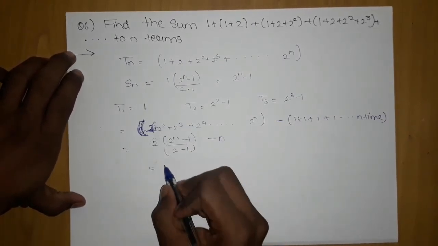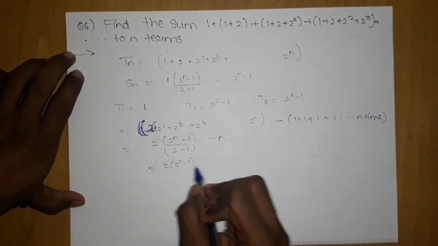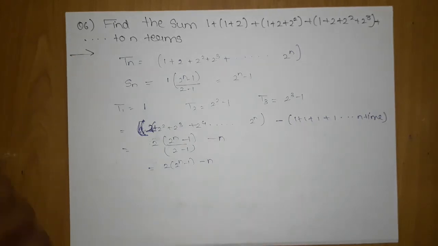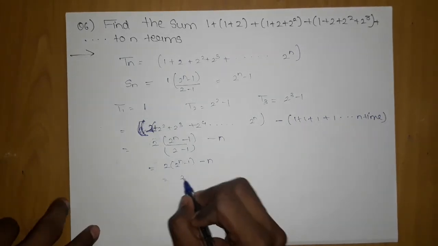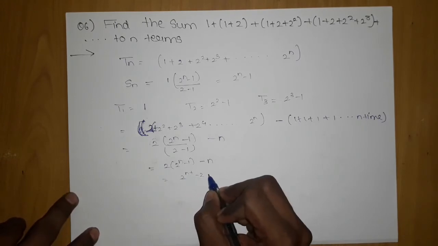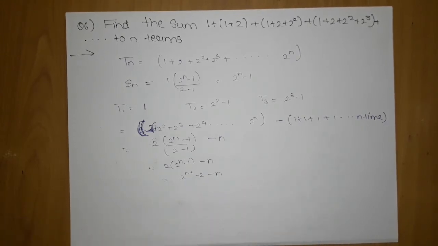And what are we getting? 2 into 2 power n minus 1 minus n. So we got this, and if I multiply, there is nothing great, 2 power n plus 1 minus 2 minus n. So this is our answer. The crucial thing in this question was to find the sum of the Tn term, analyze its nature, and identify T1, T2, T3, how I can make a GP, AP, or HP out of that, and then solve the question.